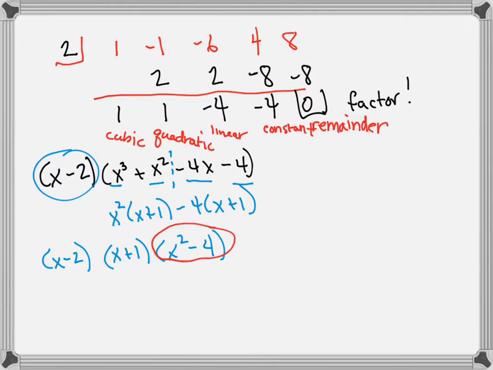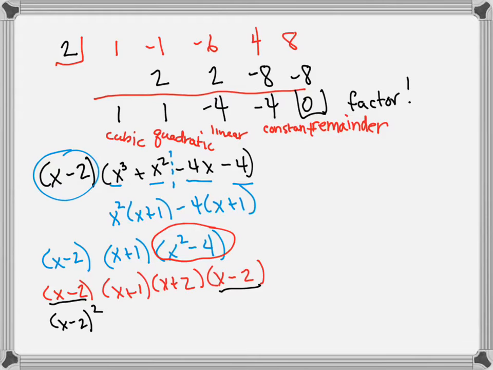Now we can factor this last factor again because it's a difference of squares. So it will factor to two sets of parentheses, x plus 2, x minus 2. So I have four factors: x minus 2, x plus 1, x plus 2, x minus 2. X minus 2 occurs twice. So I could write it as x minus 2 quantity squared, x plus 1 times x plus 2.